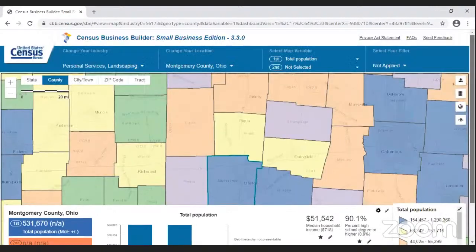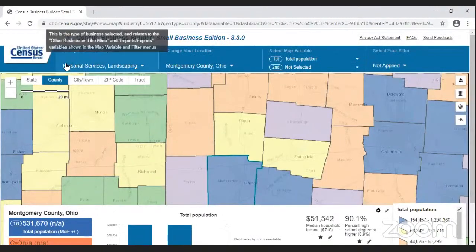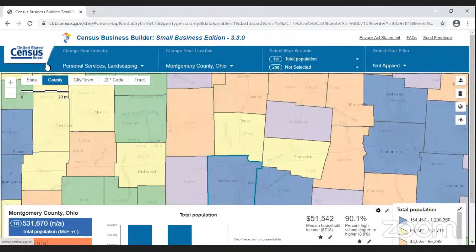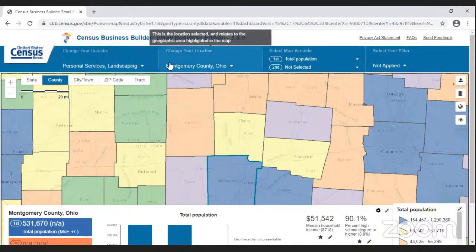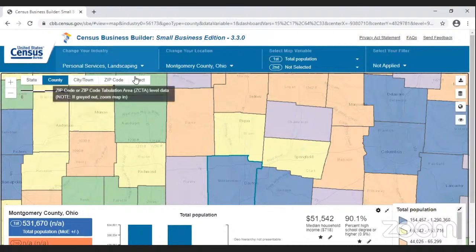So for now, first of all, we're on landscaping. We can change the industry if I wanted to by here. I can simply click on a county or change the county up here or change whatever geography I want, a city. I can go down to the city, town, zip code, tract if I wanted to.